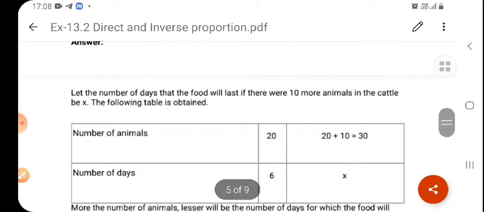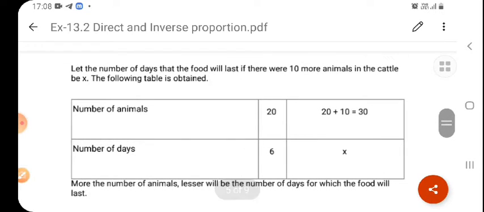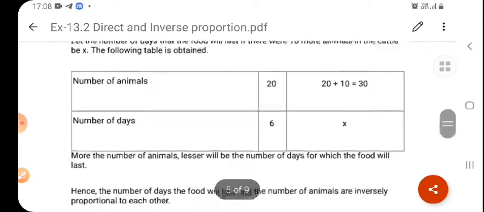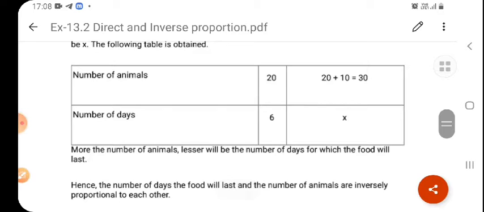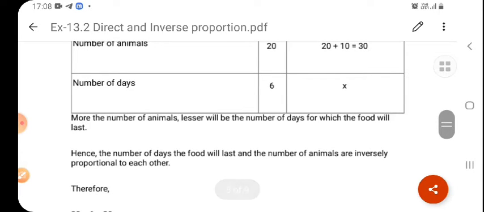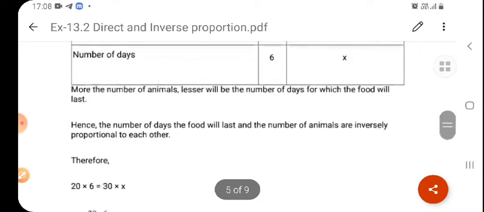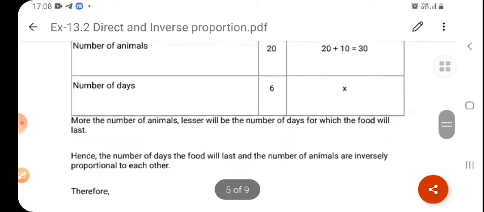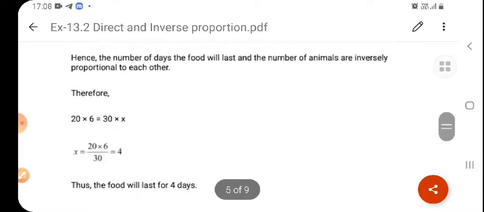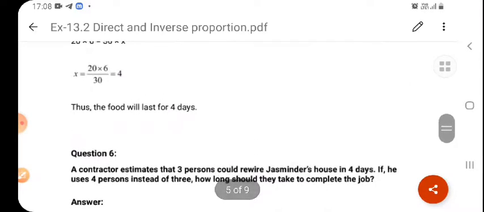So here the number of animals is 20 and the days are 6. The number of animals increased to 30, and the number of days will be x. So the more the number of animals, the fewer the number of days. So we will multiply 20 into 6, which is equal to 30 into x. Calculating the value of x, it is 4 days.